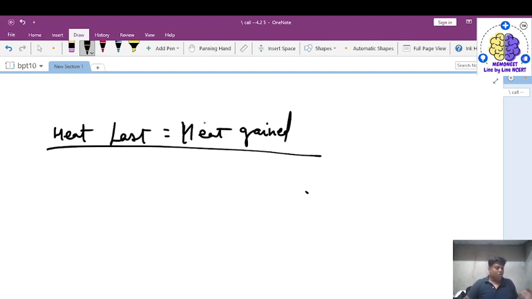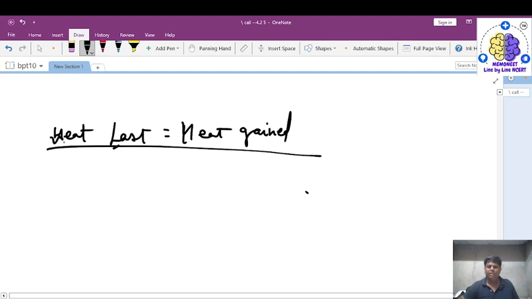Now, let's see how heat is being supplied, or rather, there are two things which happen when we supply heat to a body, right? One thing is, when heat is being supplied to a body or being withdrawn from a body, its temperature changes, right?